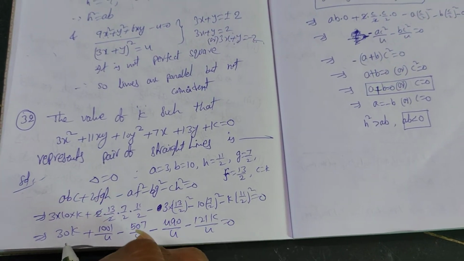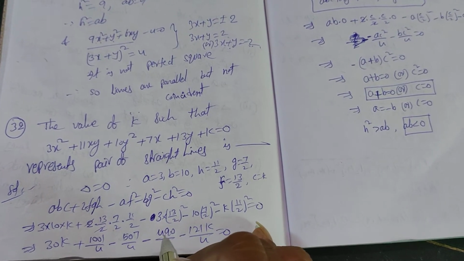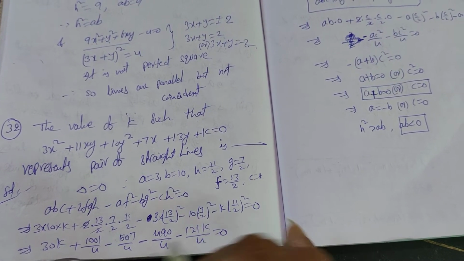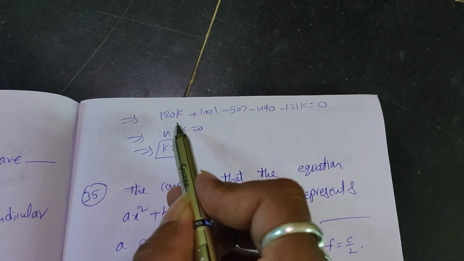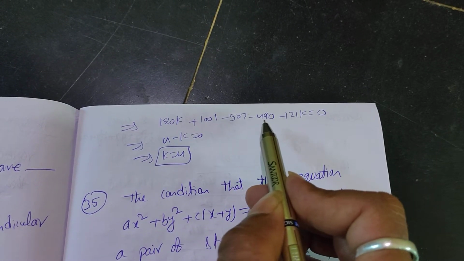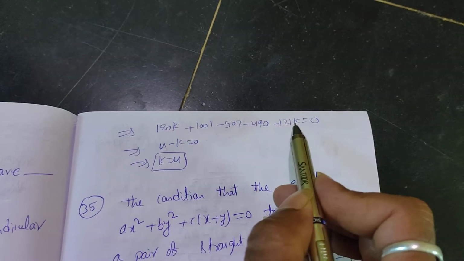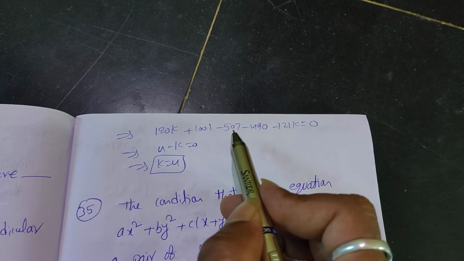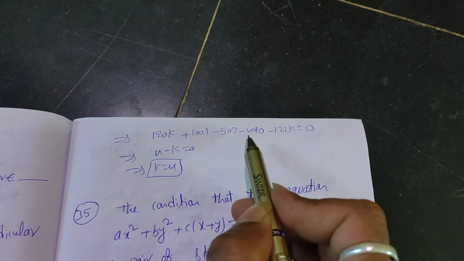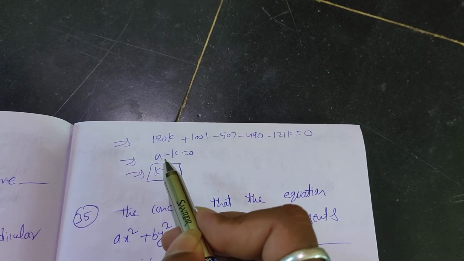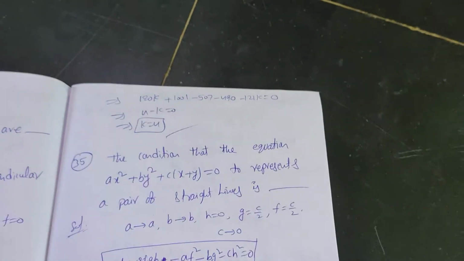If you take 4 LCM, 4 3s are 120K, plus 1001 minus 507 minus 490 minus 121K whole by 4 is equal to 0. This 4 transposed to this side, that gives 0 only. So total we have 120K plus 1001 minus 507 minus 490 minus 121K is equal to 0. So here 120K minus 121K is minus K, and 1001, this is 507 plus 490, that is 997. So 1001 minus 997 gives 4. So 4 minus K is equal to 0. Therefore, K is equal to 4. This is the answer for this question.